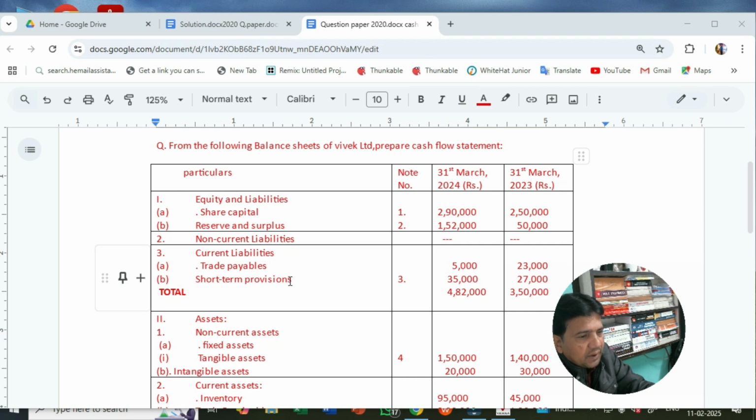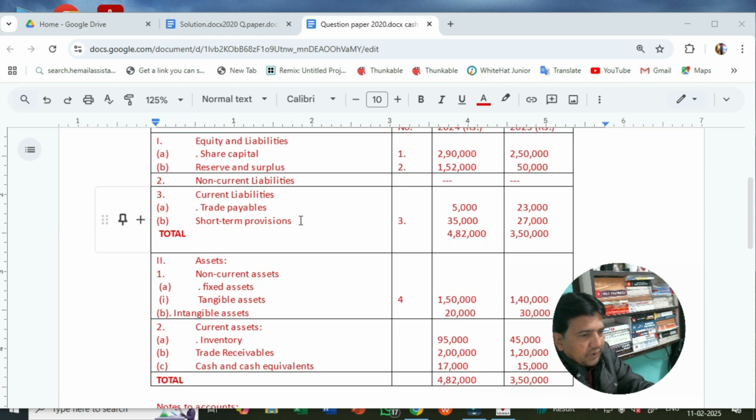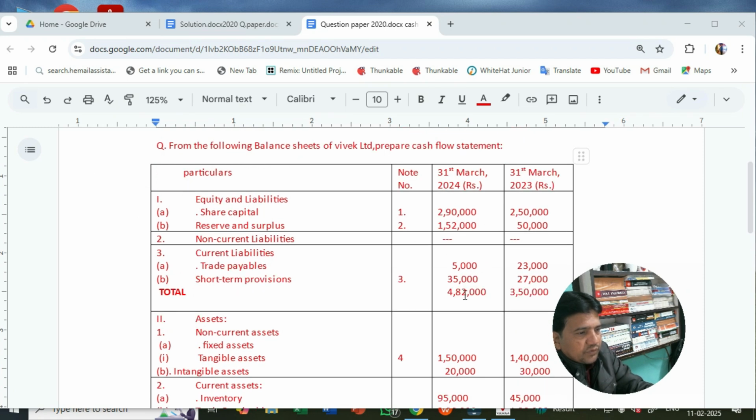That is why we add this amount back in the profit and loss account. This amount reduces the profit and loss account balance, but the amount is not going anywhere, so it is a non-cash item. Then the total of the liabilities side: the first column is 4,82,000 and the second column is 3,50,000.